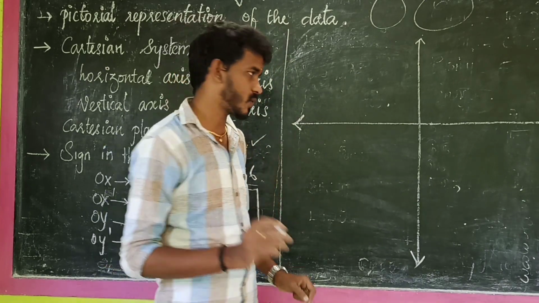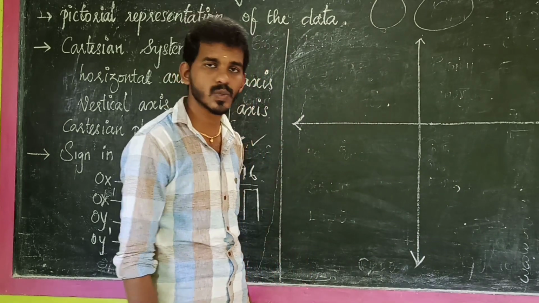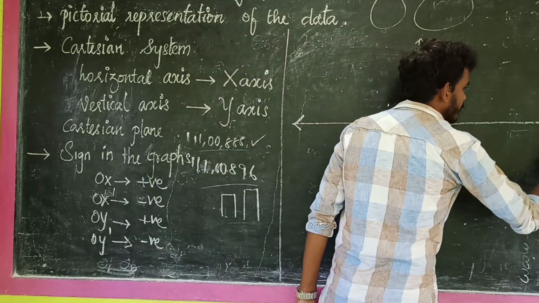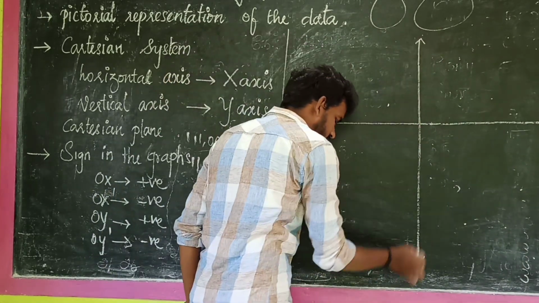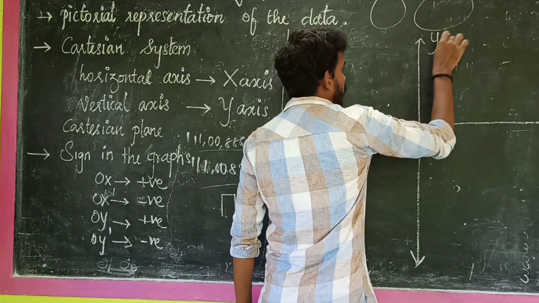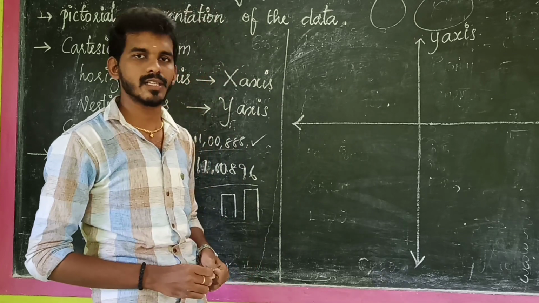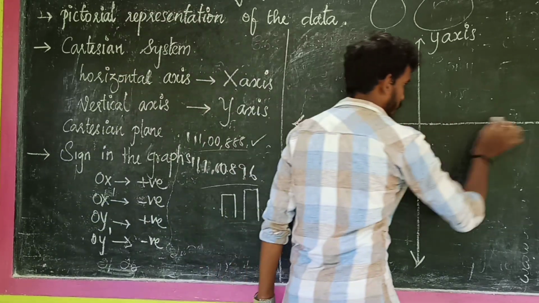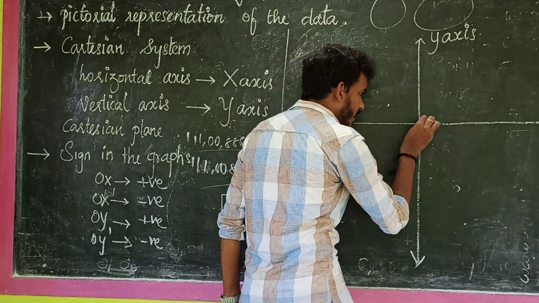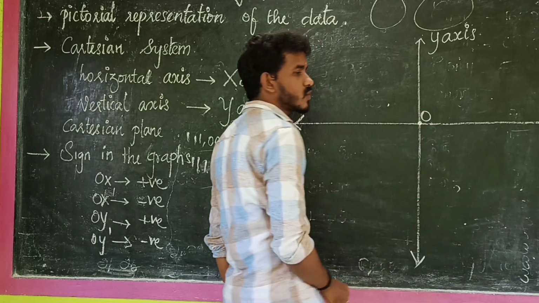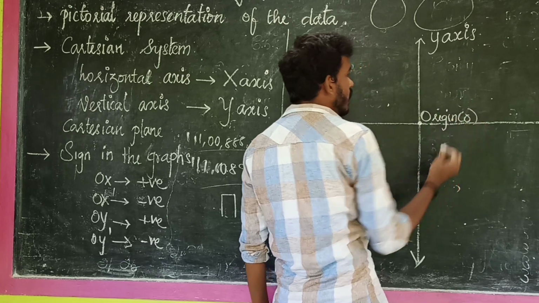The horizontal axis is known as the x axis. The vertical axis is known as the y axis. So horizontal is x axis, vertical is y axis. This is known as the x axis, and this is known as the y axis. The middle point is known as the origin. Simply we can represent it as O.